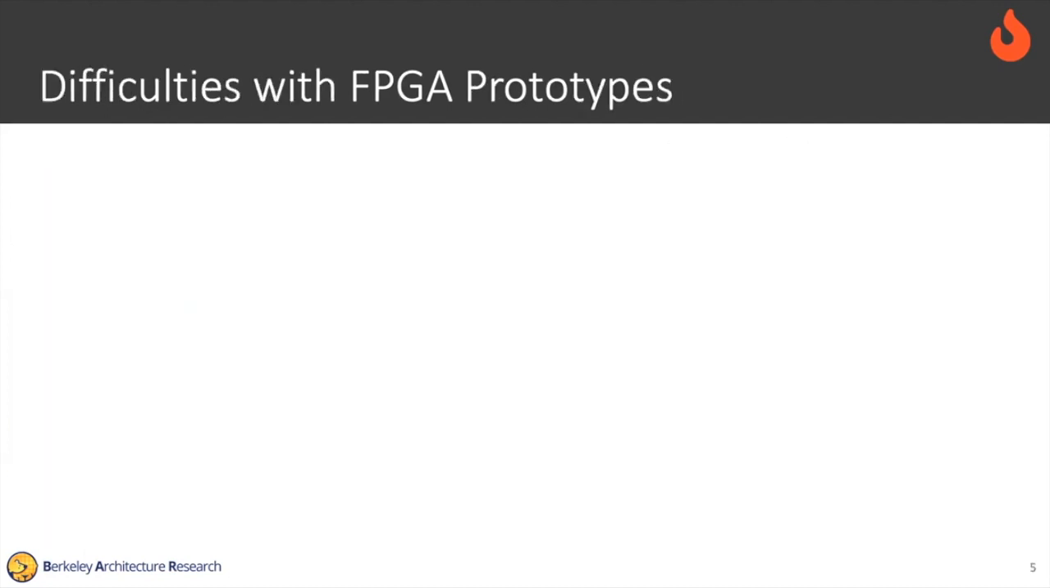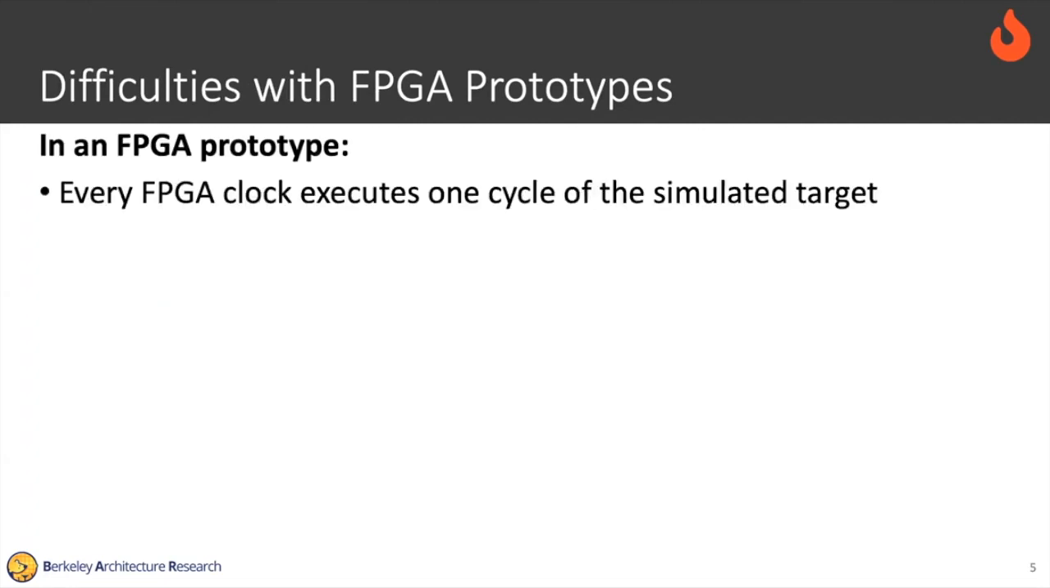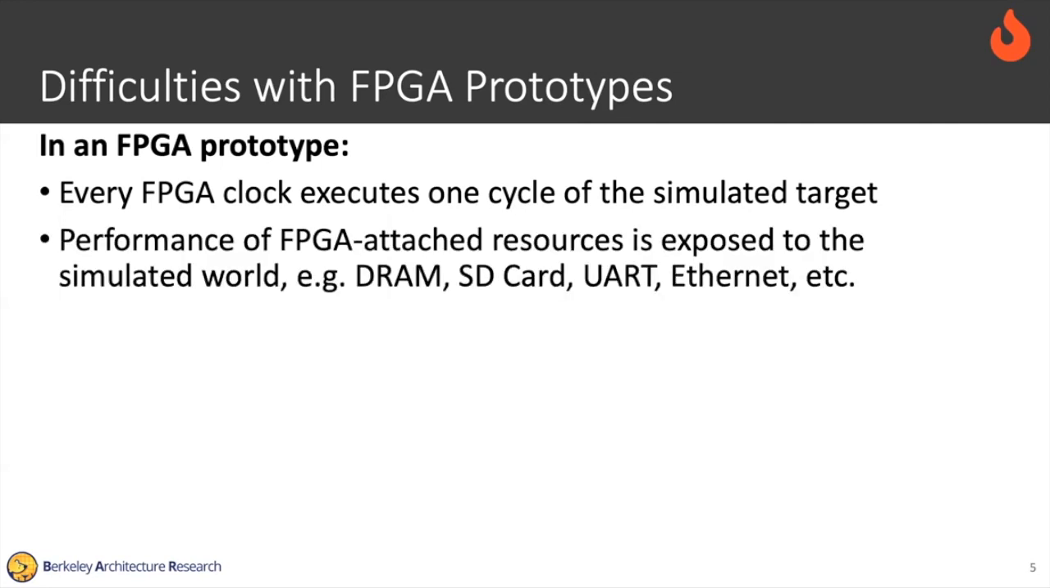So why is this happening? Well, it's because there are several difficulties with FPGA prototypes, right? In an FPGA prototype, every FPGA clock is tied to a clock cycle of the simulated target, right? So FPGA clock cycle advancing means your target cycles are advancing too. And essentially, the performance of your FPGA attached resources gets exposed to your design, right? And this is partially what's causing that mismatch I showed you on the previous slide.